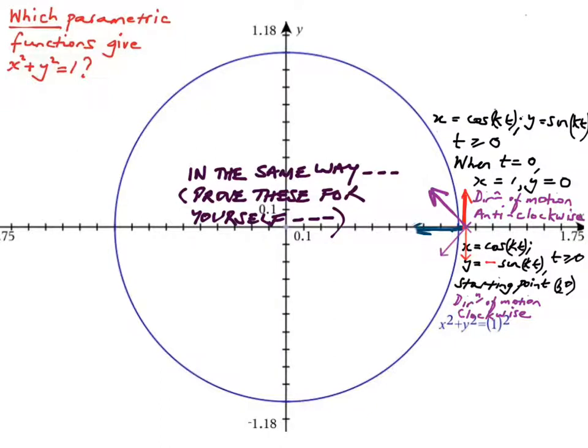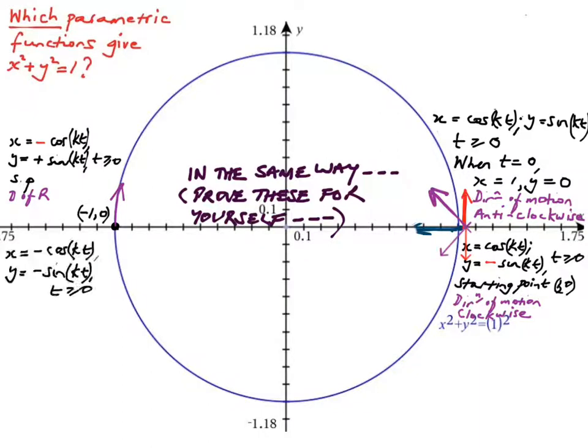Now, here comes another one. This time we've got x is minus cos of kt and y is plus sine of kt. So where is that going to start? That starts at minus 1 and 0 if you test it out when t is 0. And the direction of motion for that one is that way. So that's clockwise, isn't it? So there's the third one.